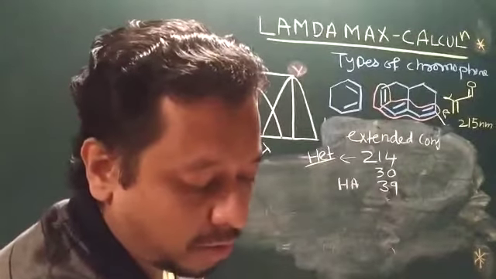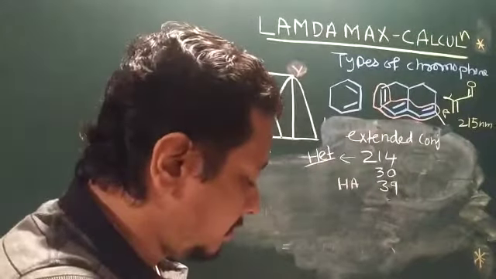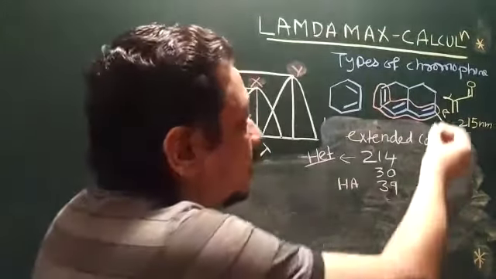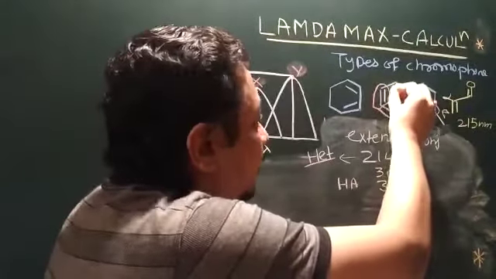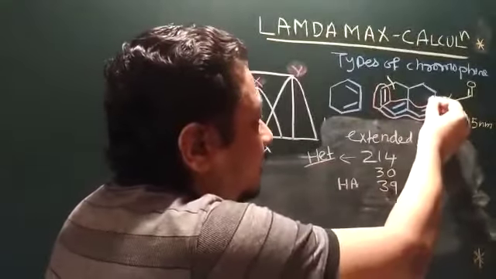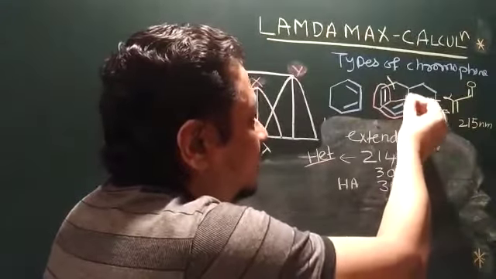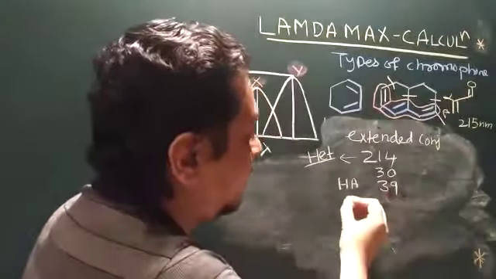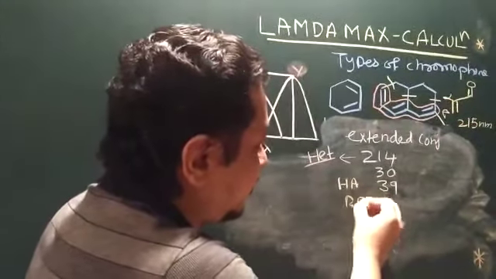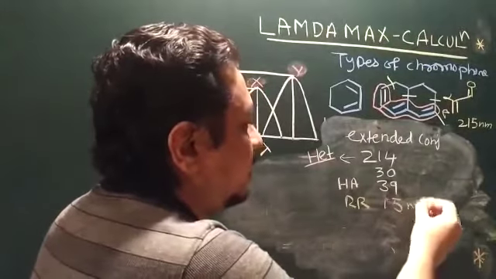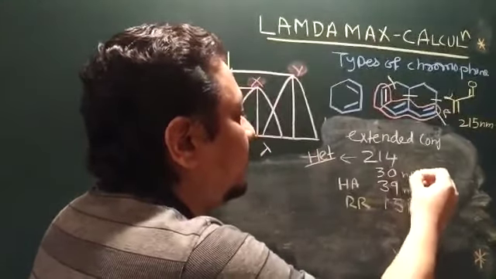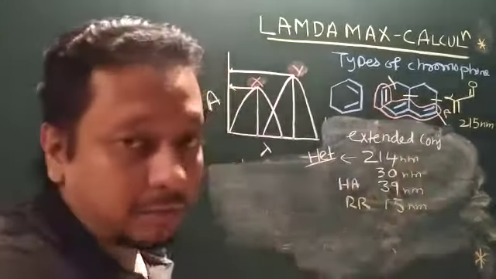Now ring residue is always the single bond outside the conjugation. So conjugation ends in a double bond, right? So after this double bond there is one single bond, after this double bond there is one single bond, and after this double bond there is one single bond. So I have the ring residue 15, because 5 nanometer is each. We have to consider the 5 nanometer value for each ring residue.